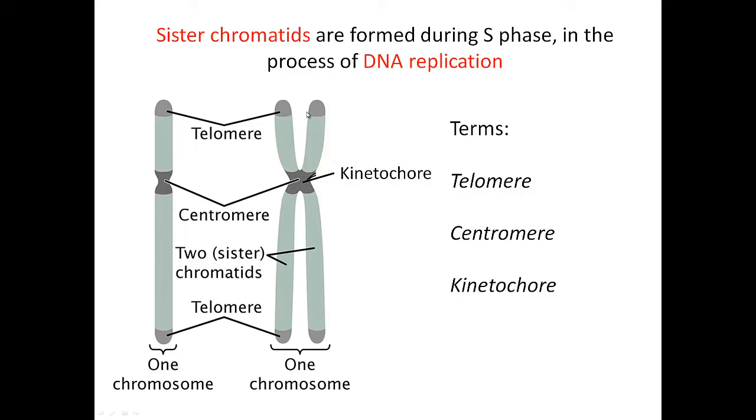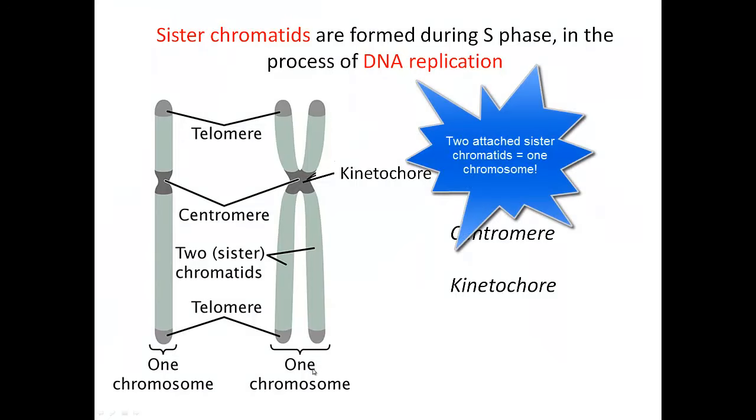Now, these DNA molecules are still attached to each other, and they attach to each other at the centromeres by a structure called the kinetochore. These two DNA molecules are identical to each other, and they are called sister chromatids. Now, one important point here is that as long as those two sister chromatids are attached to each other, they are still considered one chromosome, as it's shown down here.